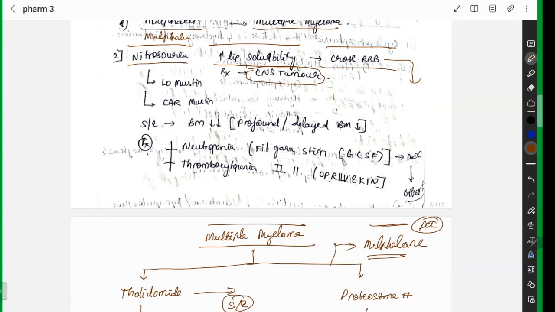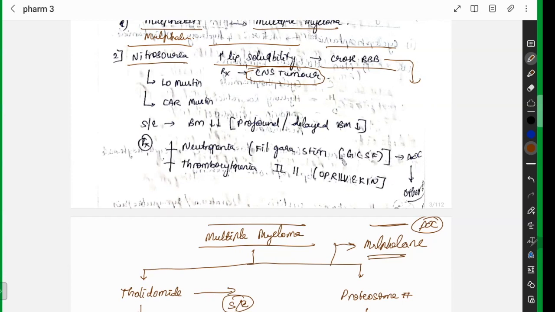Can someone respond? Can nitrosoureas be used in a renal failure patient? That is my question. Come on, guys. Yes or no? That's all. Try to answer yes or no. Can you tell me?